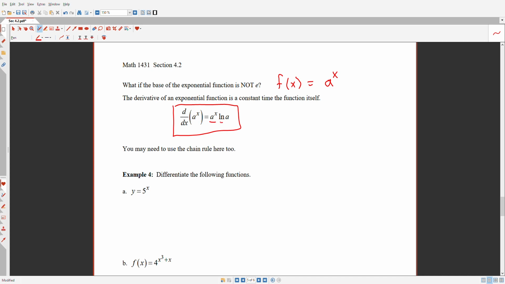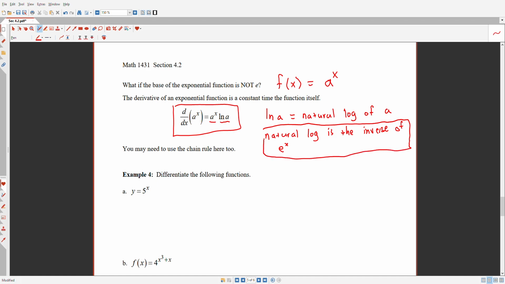But you have to multiply by this weird constant, the natural log of a, right? I just gave it away. This is what's called the natural log of a. And the point of this is, right? The natural log function is the inverse of the exponential function, e to the x. This is why section 4.1 was about inverse functions.